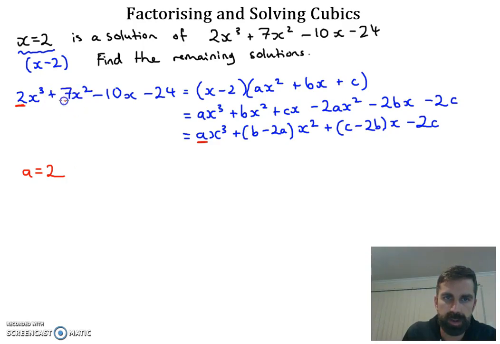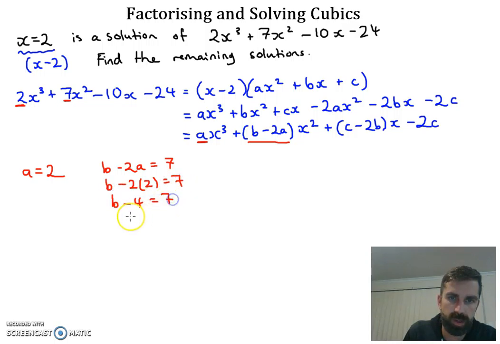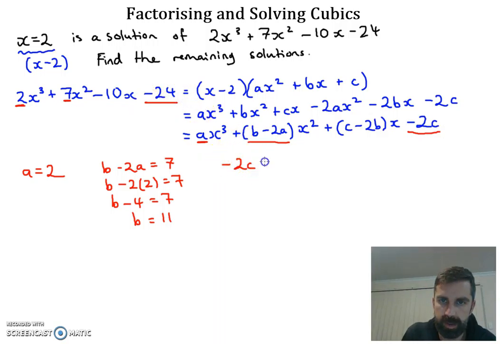If I look at my coefficient of x squared, b take 2a equals 7. So that means that b take 2 times 2 equals 7. B take 4 equals 7. If I add 4 to both sides, b must equal 11. And then to get my value of c, I'm just going to jump to this very final term, which says that negative 2c equals negative 24. And if I divide both sides by negative 2, then I get c equals 12.